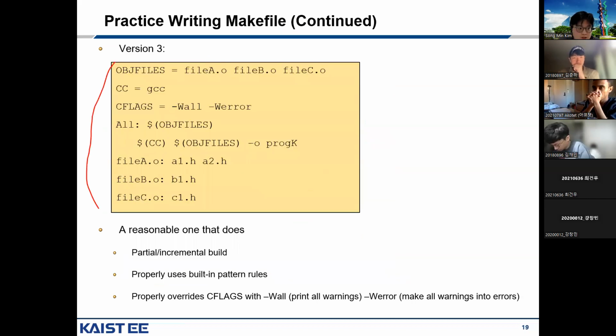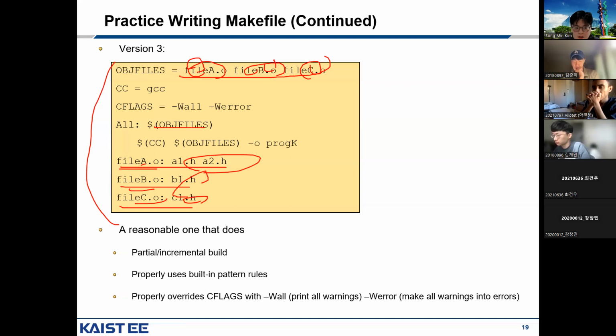So version 3 is actually a reasonable version. If you do this, it clearly shows the dependency of different files, right? So the executable is dependent on these 3 object files, right? Where each of the object files is dependent on its header. So by doing so, we enable partial and incremental build, which was basically the goal of making a makefile, right?